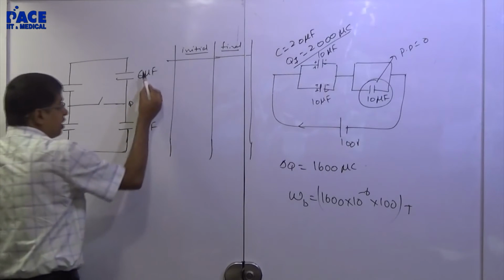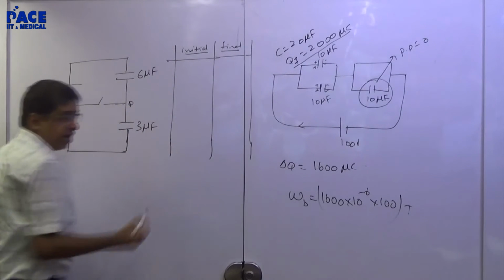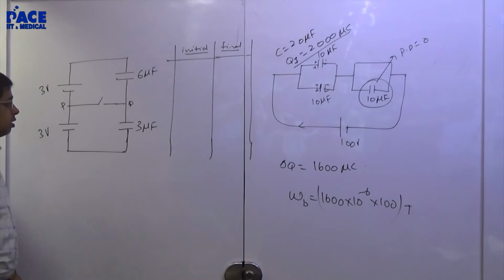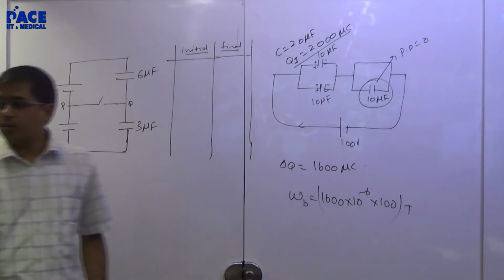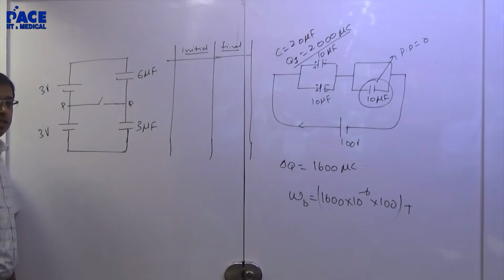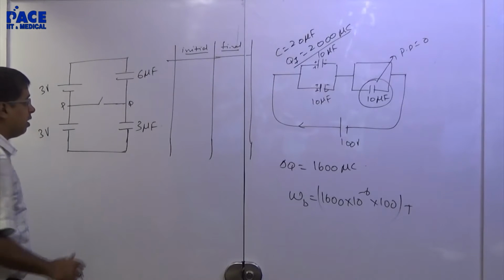First find out the initial charge on both, then find out the final charge on both. Sir, is the answer 3? I don't think so. Somebody told me 3 here also. I'll just solve and see, but I don't think it is 3. I remember it as 6. I may be wrong, let's see.